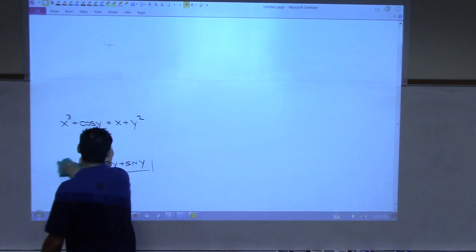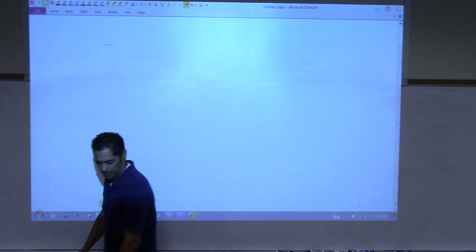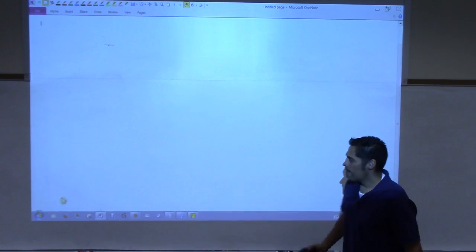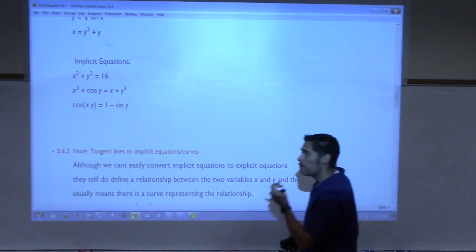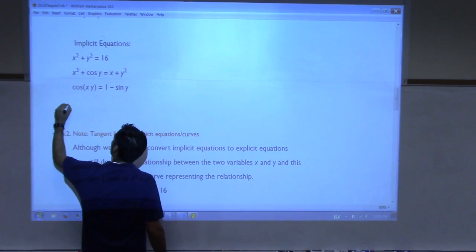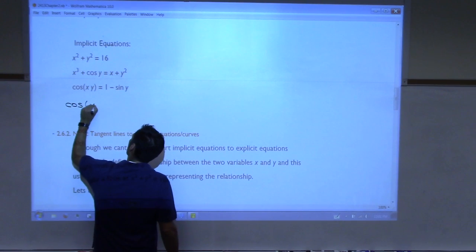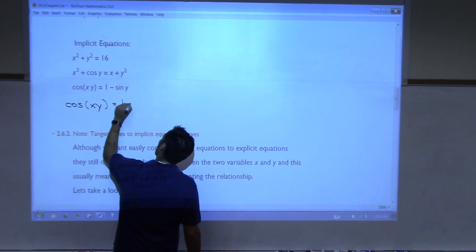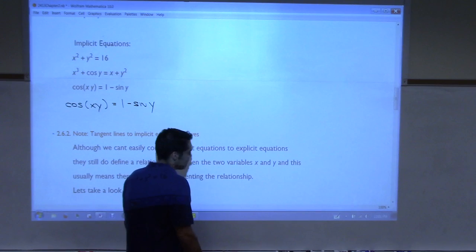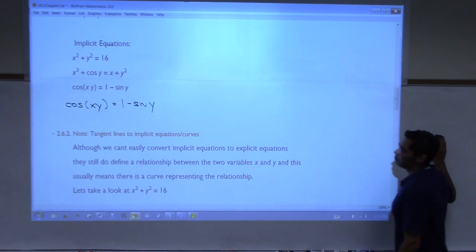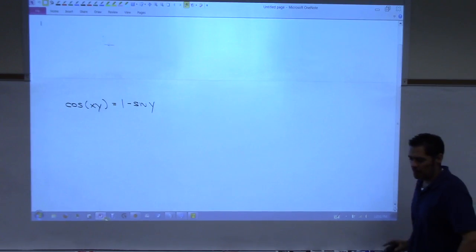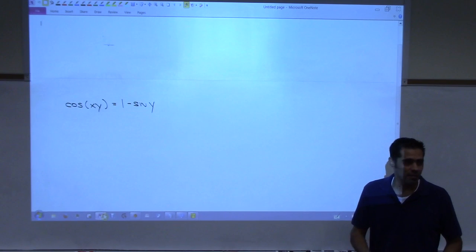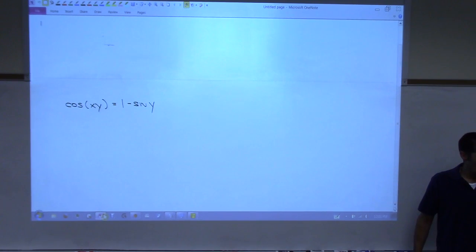All right, let's try something else. Let's try that last one. Cosine xy equals 1 minus sine y. Remember we looked at the graph of this? It was real weird looking. Can I come up with a formula for the slopes of the tangent lines? Yeah, I was just curious.